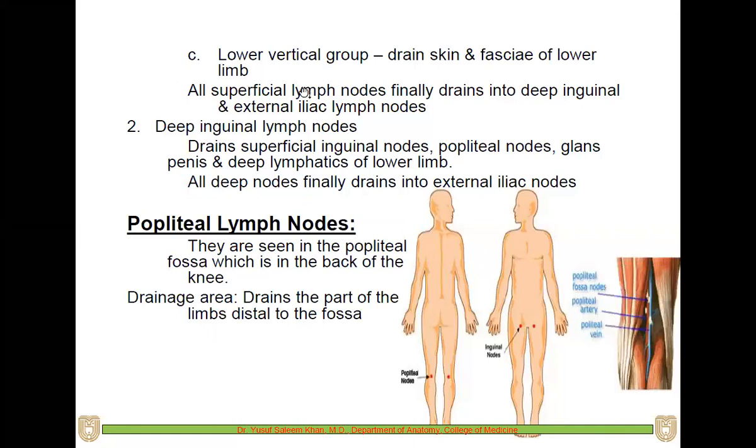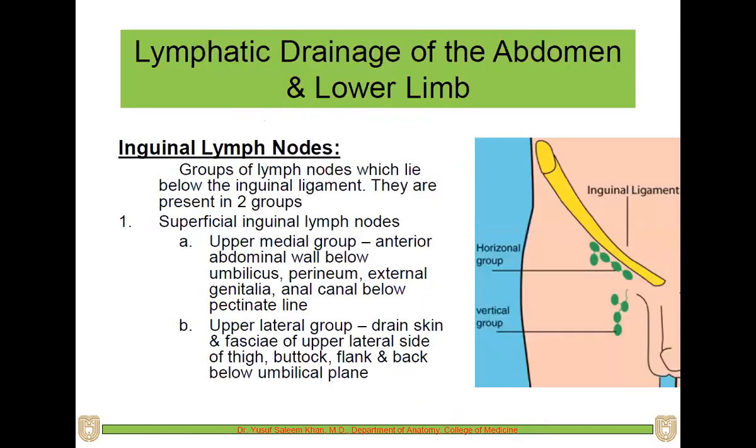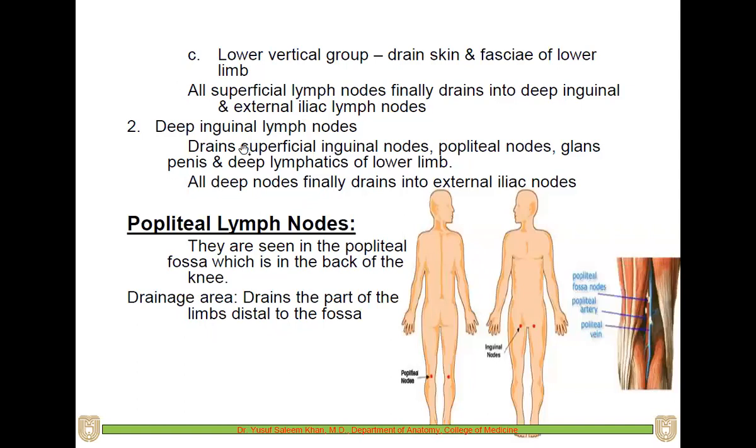So all these superficial lymph nodes finally drain into the deep inguinal group as well as the external iliac group of lymph nodes. So finally, even though these are the superficial inguinal group of lymph nodes, they will be draining into the deep inguinal group of lymph nodes as well as the external iliac group of lymph nodes. So what about the deep inguinal group? I said the arrangement of the lymph nodes will be similar to that of the superficial group. So the same upper medial group as well as upper lateral group as well as the lower vertical group will be present within the deep inguinal group of lymph nodes also.